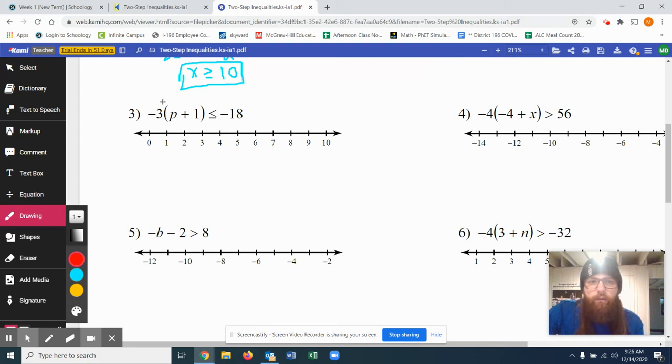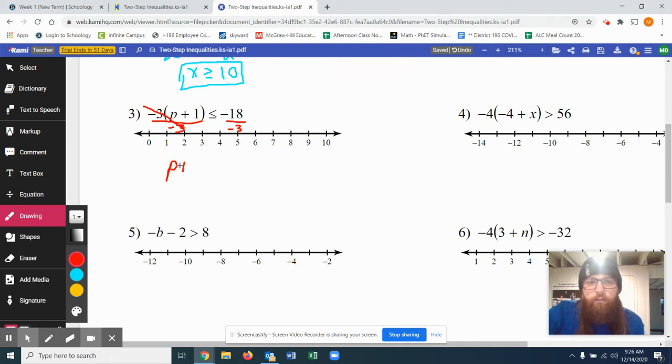See this negative 3 out here? It's actually being multiplied. So I can get rid of that negative 3 in two ways. I could distribute it in, or additionally, and I think this is easier, I can divide the entire side by negative 3, which means I have to divide the other side by negative 3 as well. When you have a negative 3 on top and a negative 3 on bottom, or any number that matches on top and bottom, they cancel and go away, which means on the left side I just have p plus 1.